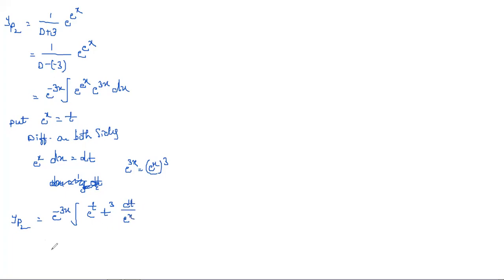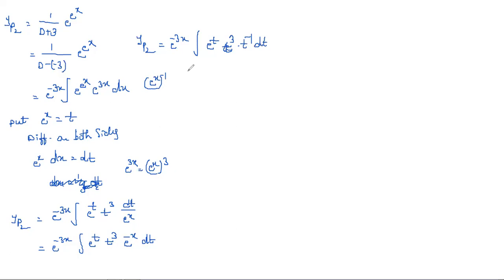That is nothing but e power minus 3x integral e power t, t cube, and when it comes to the numerator, e power minus x. So yp2 is equal to e power minus 3x into integral e power t into t cube into e power minus x. e power minus x means simply we can write e power x whole power minus 1, that is e power minus 1 dt. So this is equal to e power minus 3x into integral e power t into t square dt.